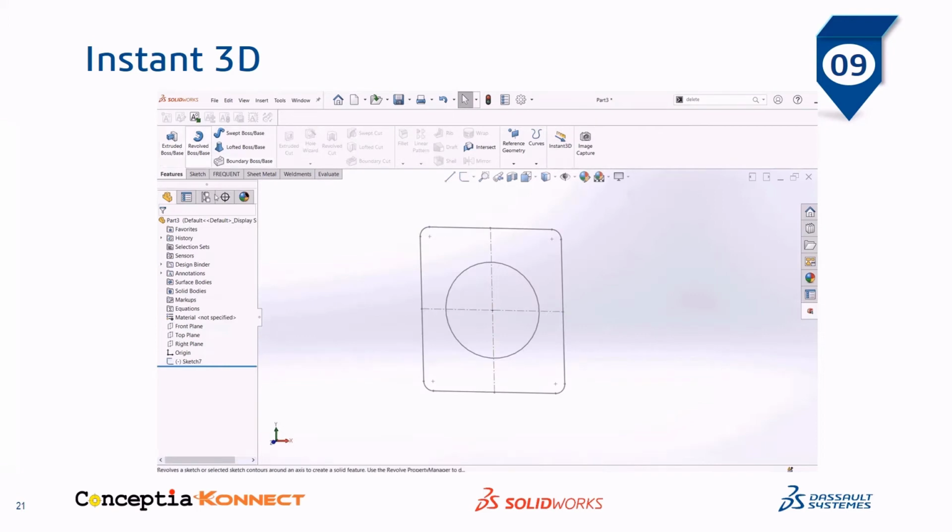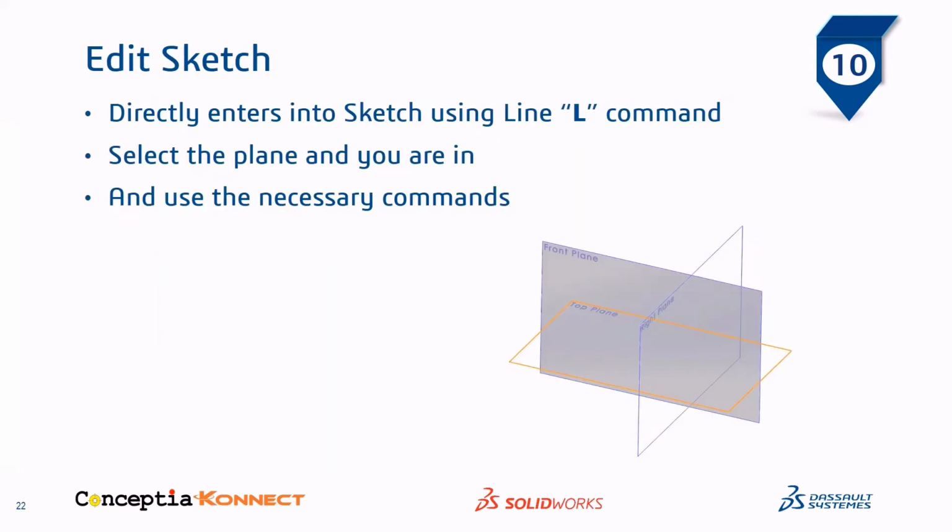Number 10. Edit sketch. Once you have opened your SOLIDWORKS Part module, enter the L key, which then enters directly into sketch mode and asks you to select the plane, or vice versa. It simply enters into the line command and you can start sketching. So that's a quick way to enter sketching and to use a line command.